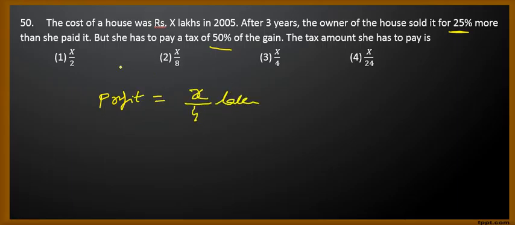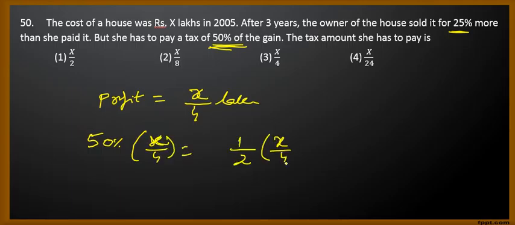But what does she have to do? She has to pay tax of 50% of the gain. So 50% of the gain. What is the gain? X by 4. She has to pay tax this much. What is 50%? 1/2. 1/2 into x by 4 is equal to x by 8. The tax amount she has to pay is x by 8. Simple. The answer is option 2.